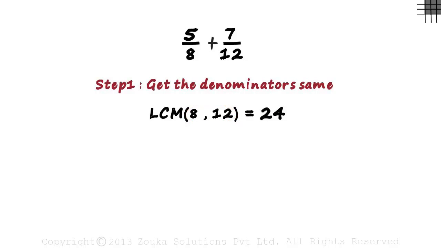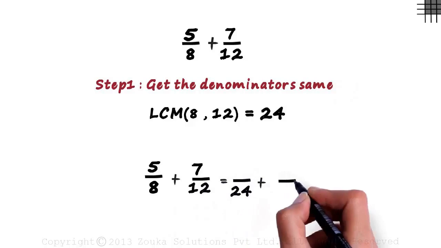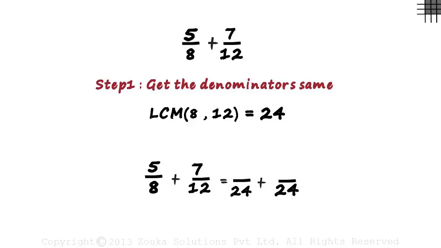Now let's see the procedure of getting both the denominators equal to 24. We want to write 5 by 8 plus 7 by 12 as some number upon 24 plus some number upon 24. We want the denominators of both the rational numbers equal to 24. To make the denominator of the first rational number equal to 24, we have to multiply the denominator 8 by 3. And to keep the rational number equivalent, we also have to multiply the numerator by 3.